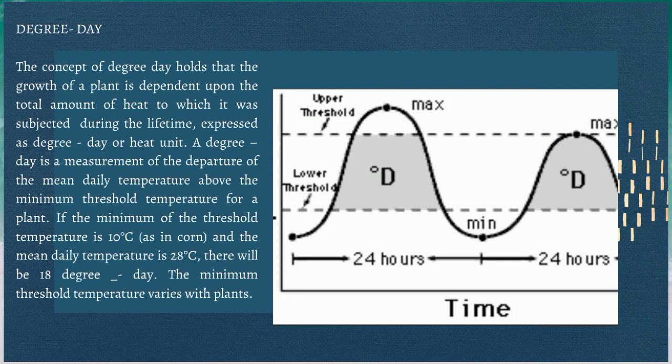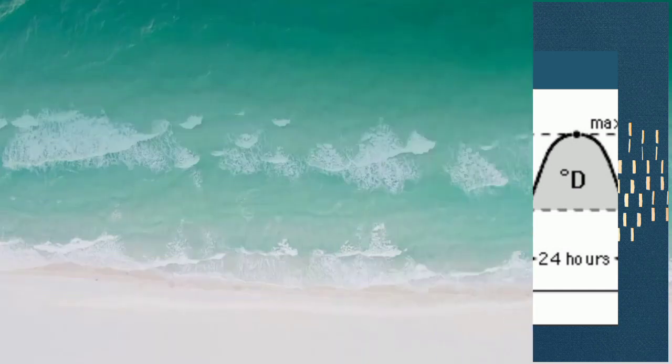So the minimum threshold temperature varies with plants. The total degree days required for a crop to mature is more or less constant. This means that at high temperature, a crop will flower and mature earlier.